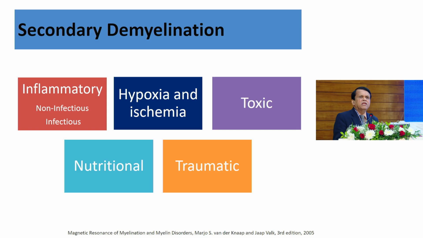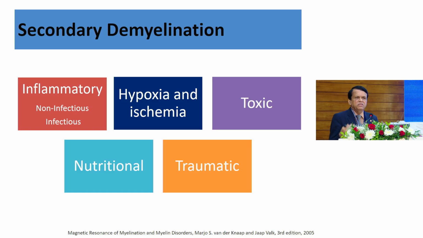As I was telling, there are many mimickers. What are those mimickers? Mimickers are in the form of inflammatory conditions which are non-infectious or infectious. I just had a patient yesterday admitted in the ward, who had herpes about a month ago, and following that the patient has come with spinal cord involvement in the form of impaired sensation below the trunk, along with spasticity and difficulty in walking.